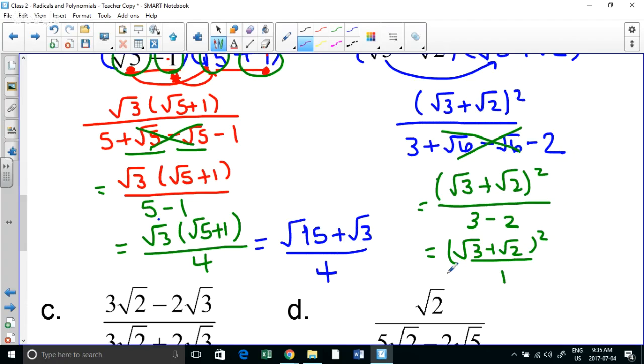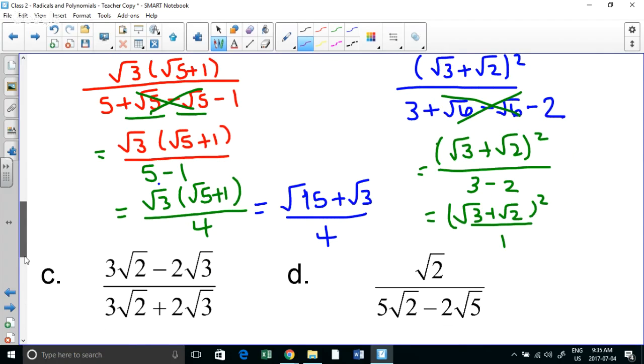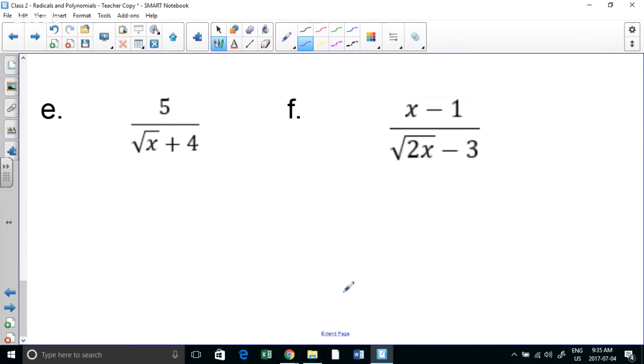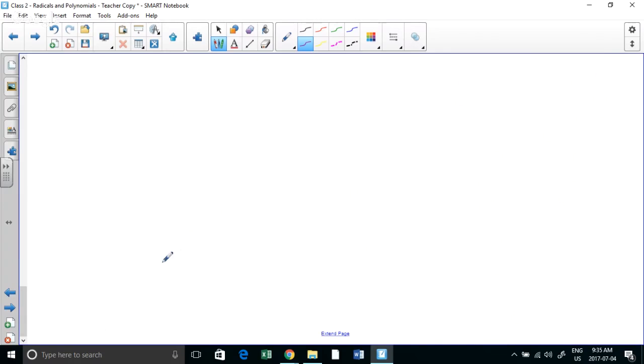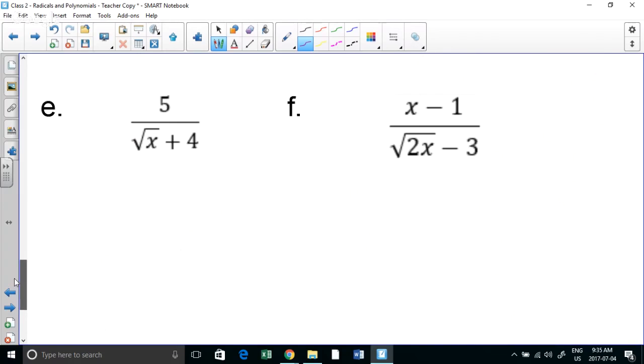I'm done copying if you want to continue. Great. Okay, so we're going to scoop down to E and F. I'll do one of these with you, and then I'll let you try the other one on your own. So here we have a root in the denominator. So again, I'm going to multiply by the conjugate.